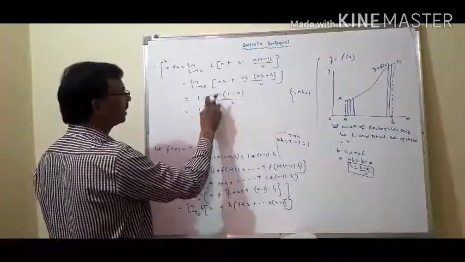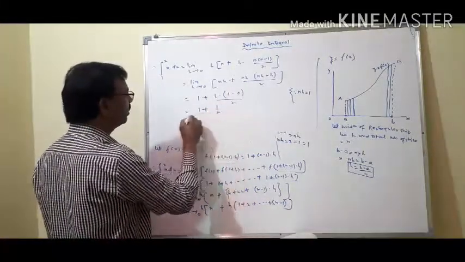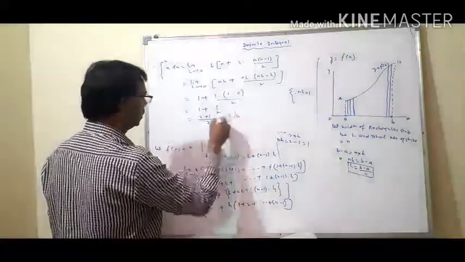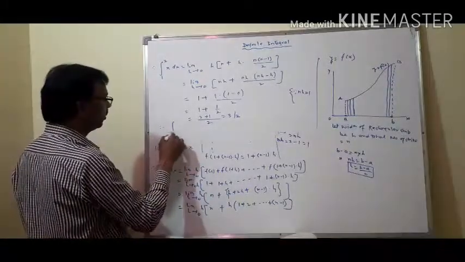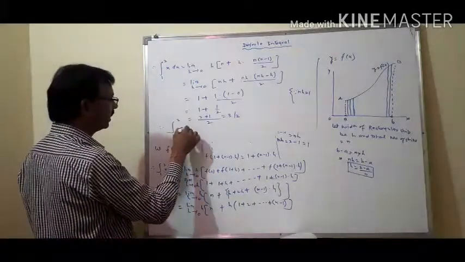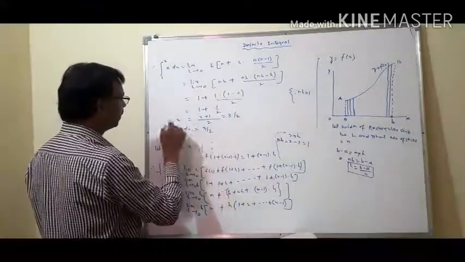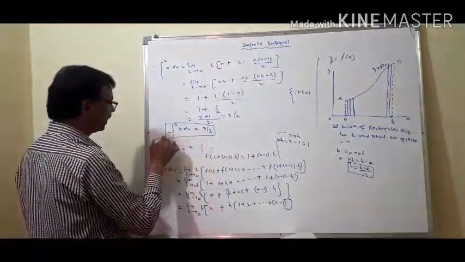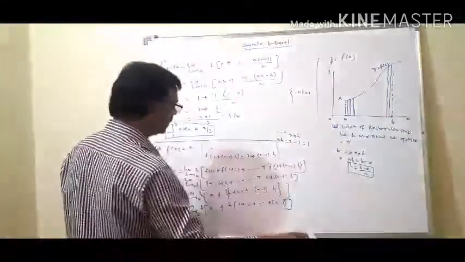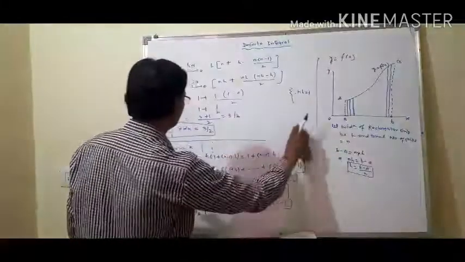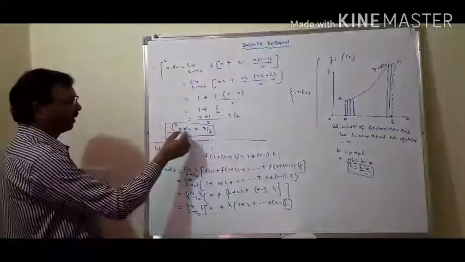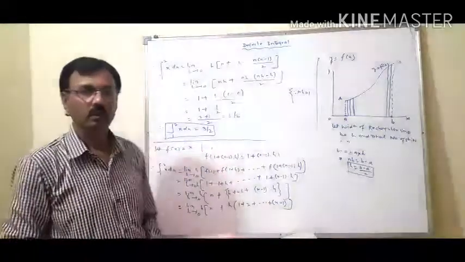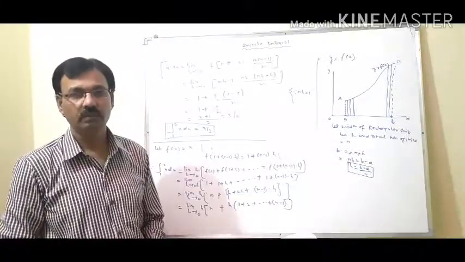This will be 1 plus 1 into 1 upon 2. The LCM is 2, so 2 plus 1 equal to 3 by 2. Therefore the integration from 1 to 2 of x dx equal to 3 by 2. This will be the answer. Now in the next video, we will discuss another type of topic.